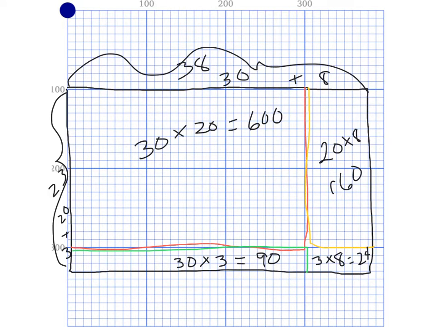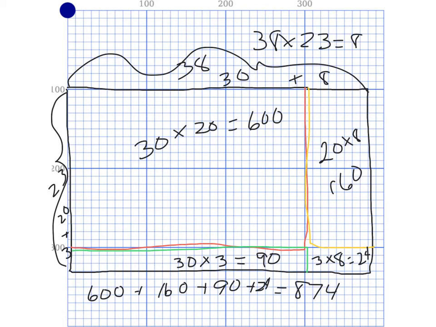I can then add those different parts, 600 plus 160 plus 90 plus 24, to end up with 874, which is the total. By breaking it apart, I can then realize that 38 times 23 equals 874.